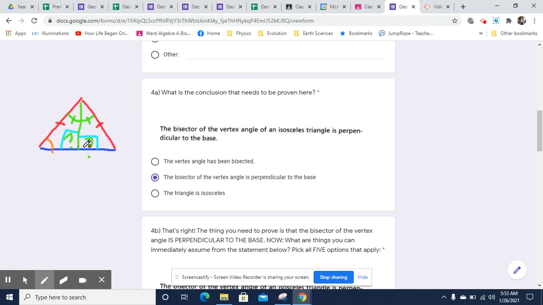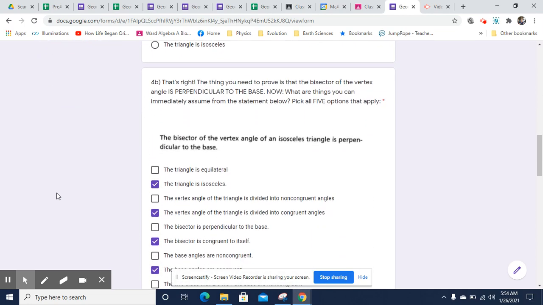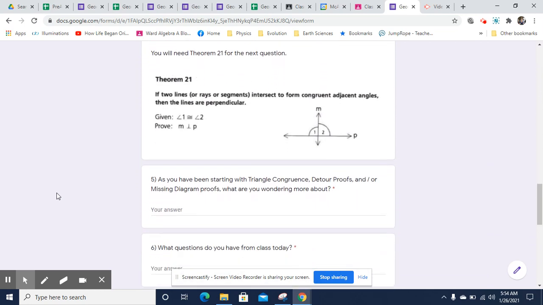So we can definitely say that these angles are congruent because it's an isosceles triangle. And we can say that this angle bisector is congruent to itself by the reflexive property. So you can prove easily with angle side angle or side angle side that these 2 triangles will be congruent, which will lead us to these angles being congruent, and that will lead us to Theorem 21, which gets us that they are perpendicular. This angle bisector is perpendicular to the base because adjacent congruent angles are 90 degrees. They produce a perpendicular. So there you go.